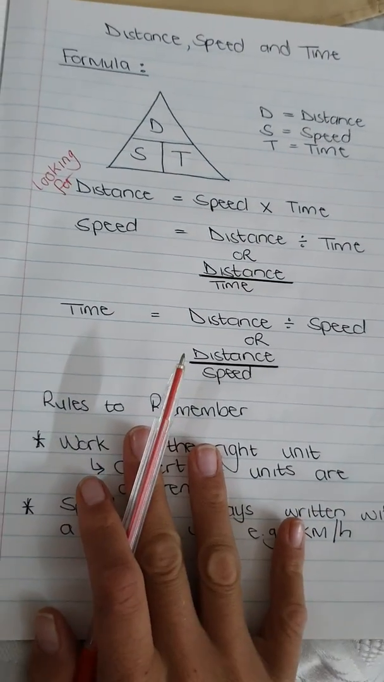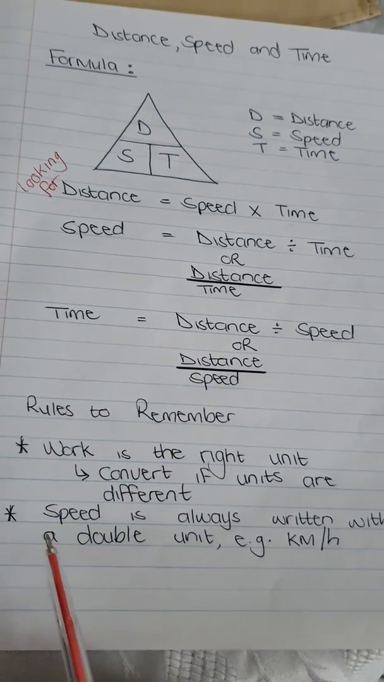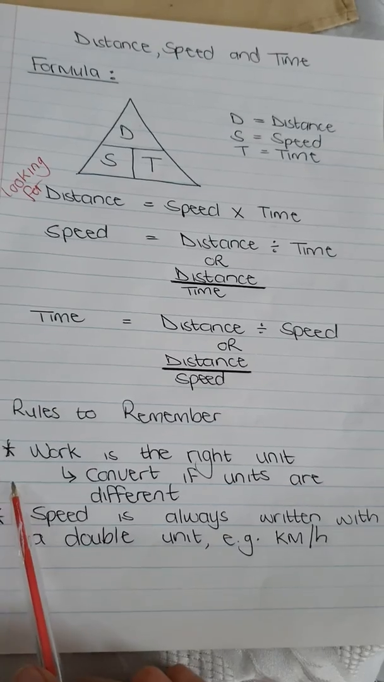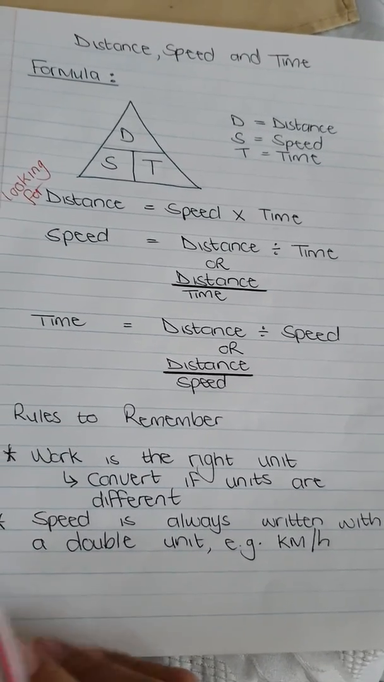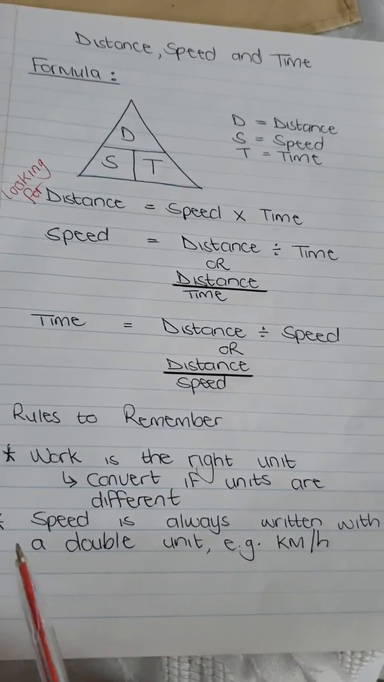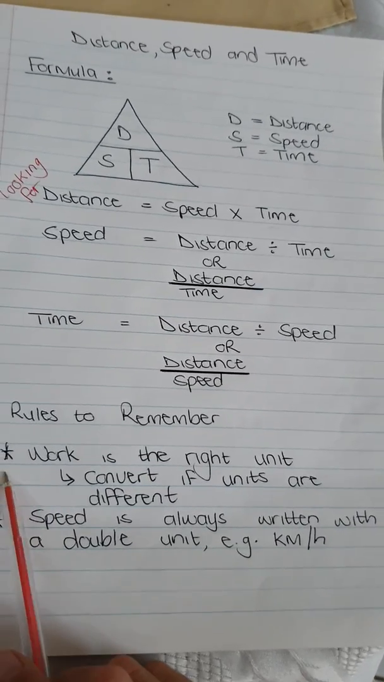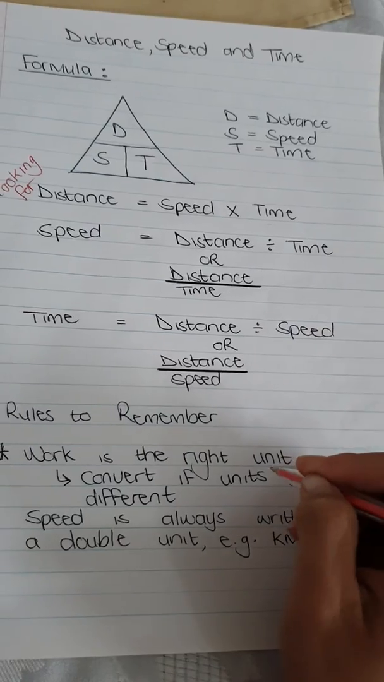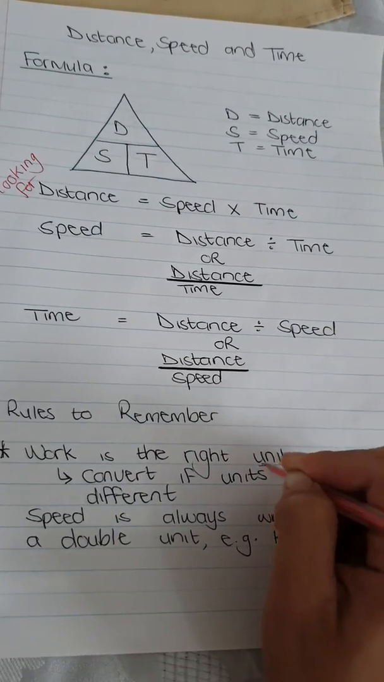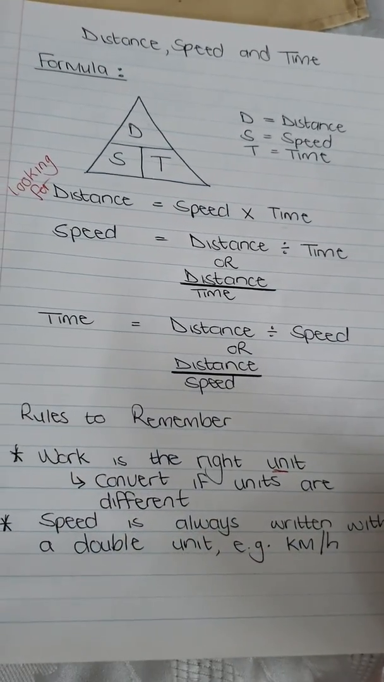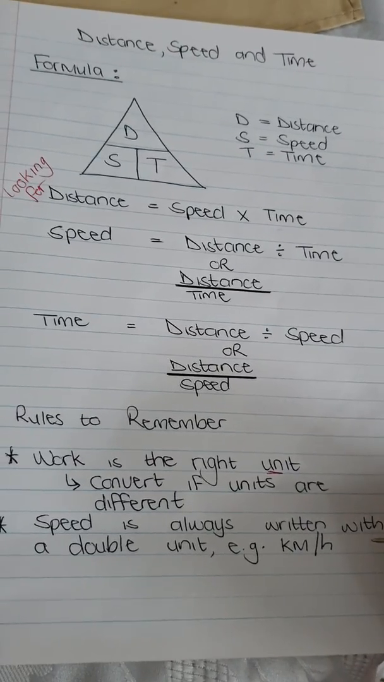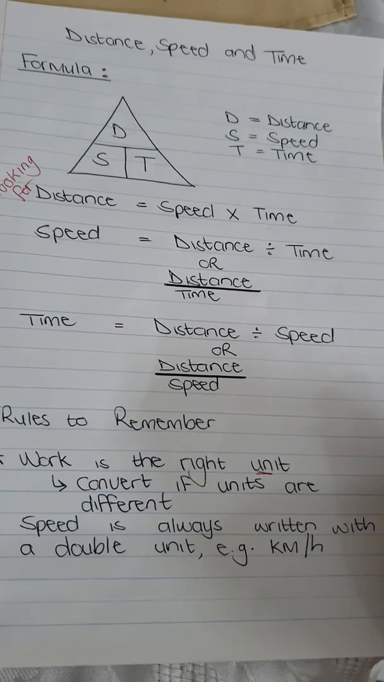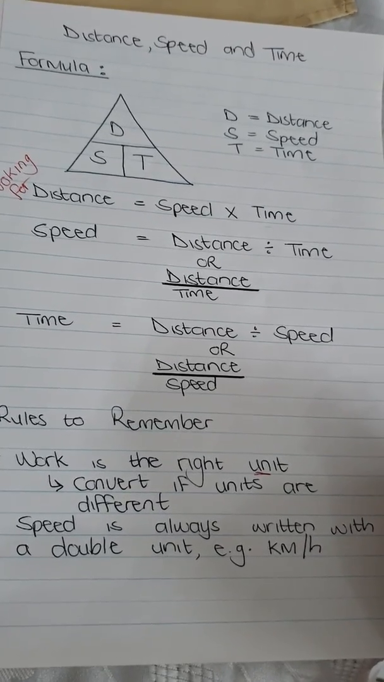Now, small simple rules that we should remember when working with distance, speed, and time is number one, and this will make a little bit more sense later on in the video when we do discuss some word problems. So when we're working with distance, speed, and time, something that's very important is that we work in the right unit. Now, what that means is that if the question says to you that we need an answer in kilometers per hour, but my time was given to me in minutes.